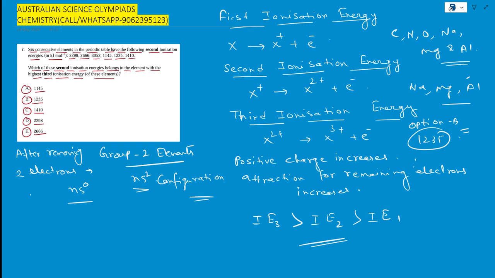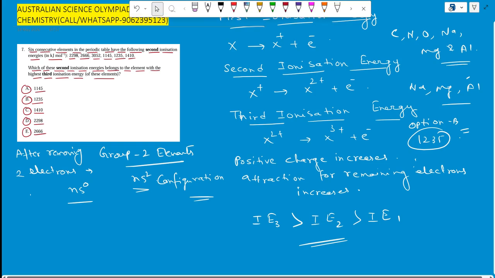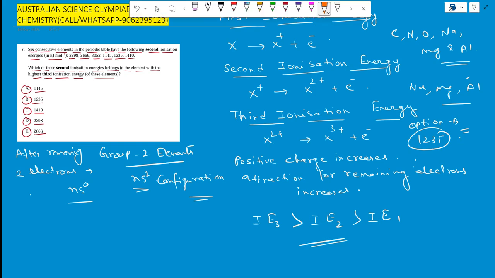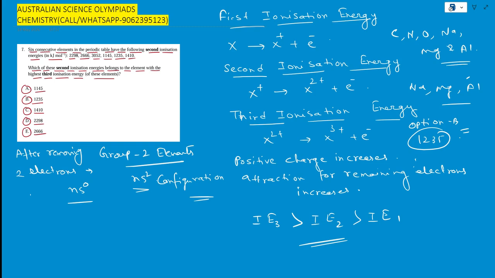Now, if I ask you, why doesn't sodium qualify? Then what will be your answer? Now, this is an excellent conceptual question, I'm telling you. Sodium has a 3s1 configuration, and after the electron removal, Na plus already becomes stable. So the second ionization energy of sodium is huge. That's why 1145 actually corresponds to the beginning of a new period.